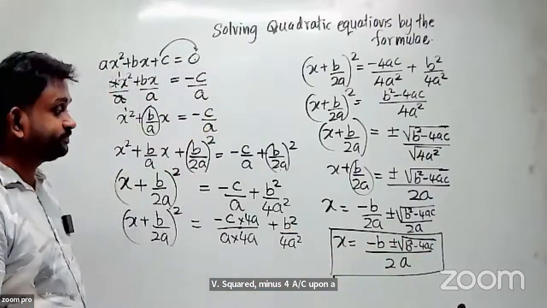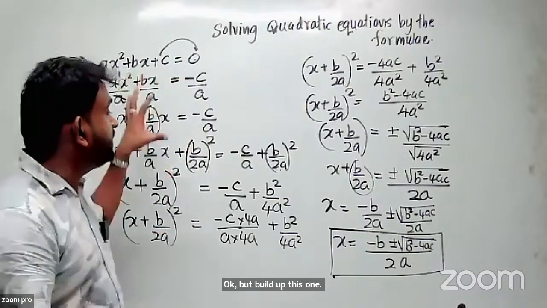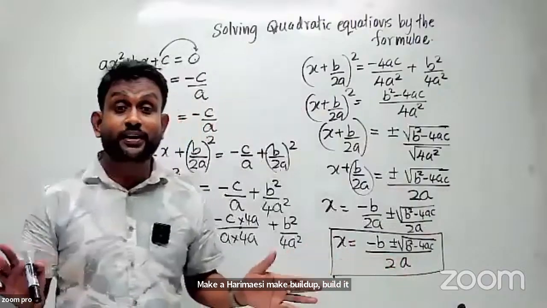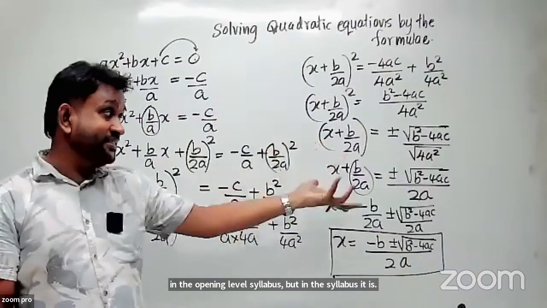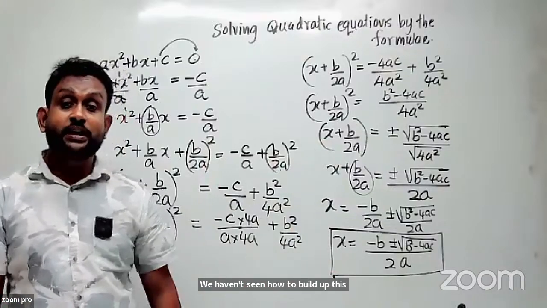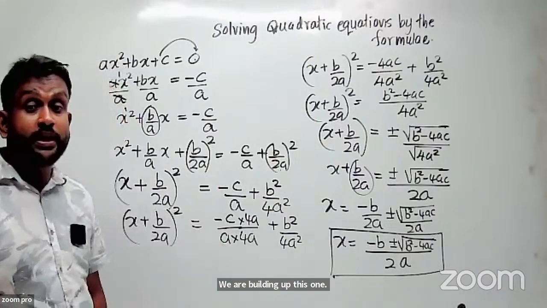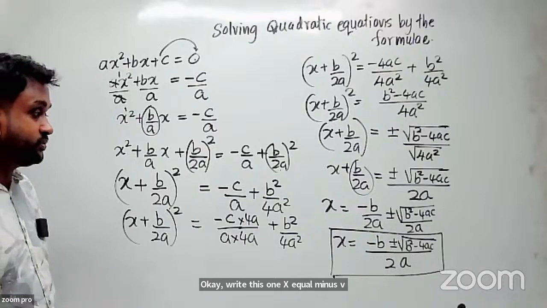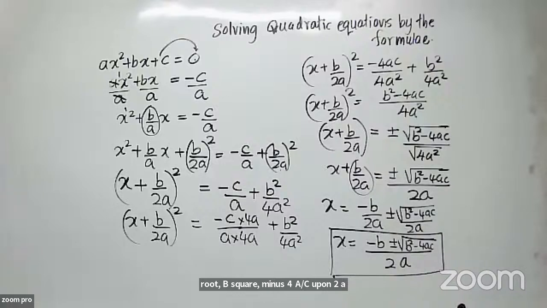Okay, that's the formula. Building this up is not required in the ordinary level syllabus. In the syllabus it is explained how it comes, but in the exam we haven't seen how to build this up. In A-level maths we build this up. Okay, write this one: x equals minus b plus or minus square root of b squared minus 4ac upon 2a. What we did here is complete the square.